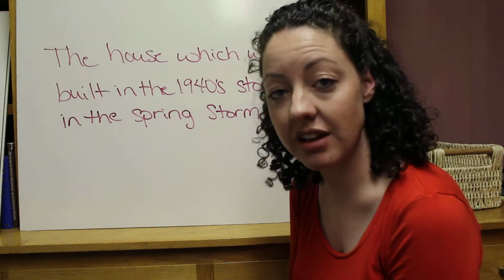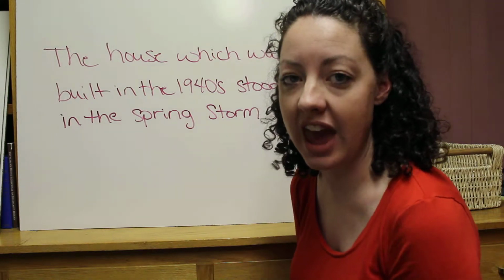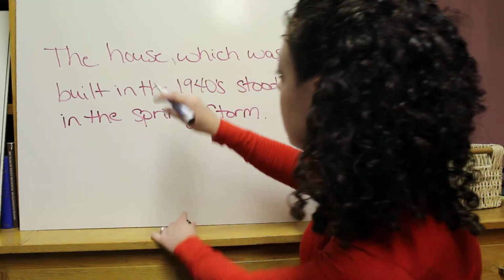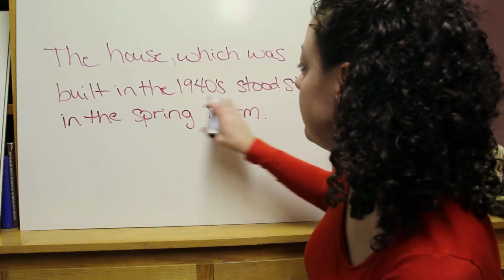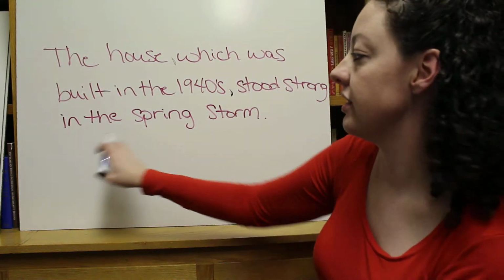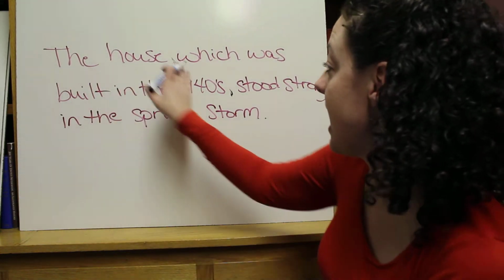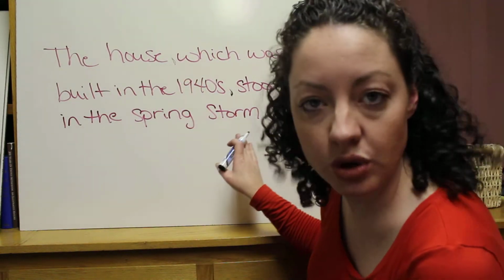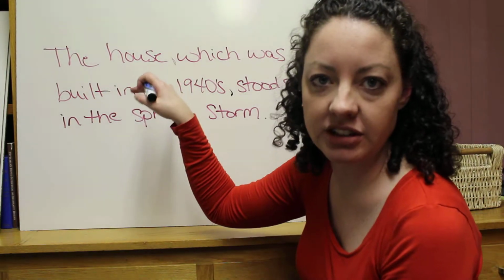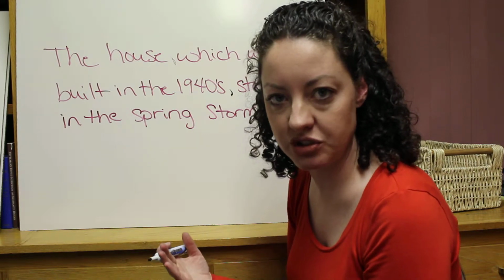So, because it's a non-restrictive element, we need to add commas. The house, comma, which was built in the 1940s, comma, stood strong in the spring storm. Again, the house stood strong in the spring storm is a complete sentence on its own. This information about it being built in the 1940s just adds a little bit more to the sentence.